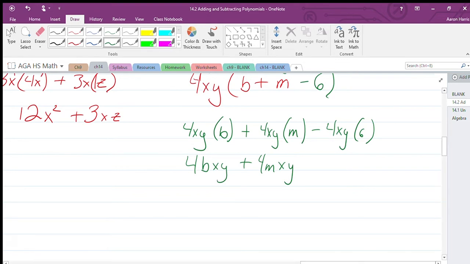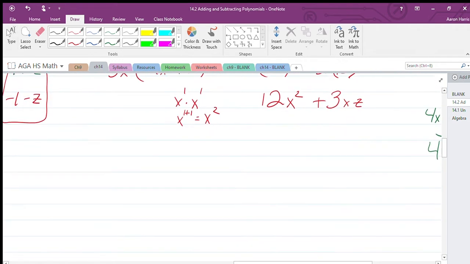Now, a negative times a positive is a negative. So 4 times 6, because these are both constants. 4 times 6 is what? 24 xy. And that's it. It's already in order. Does that make sense?